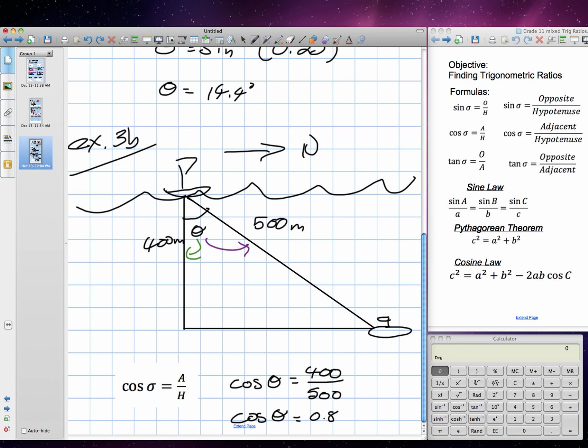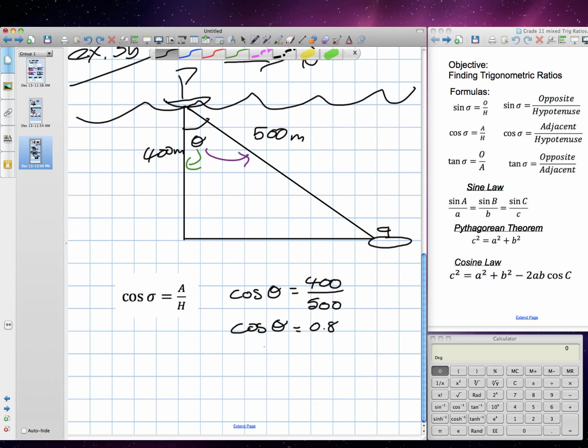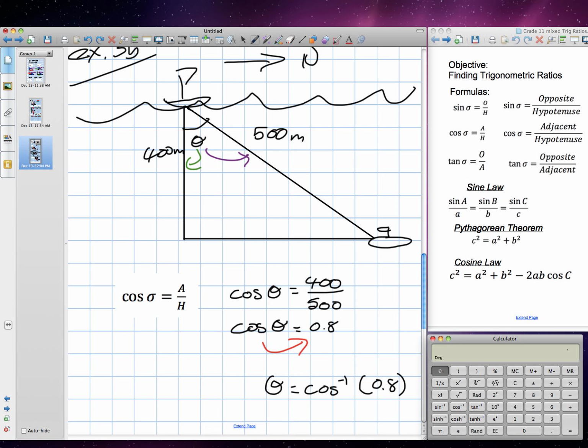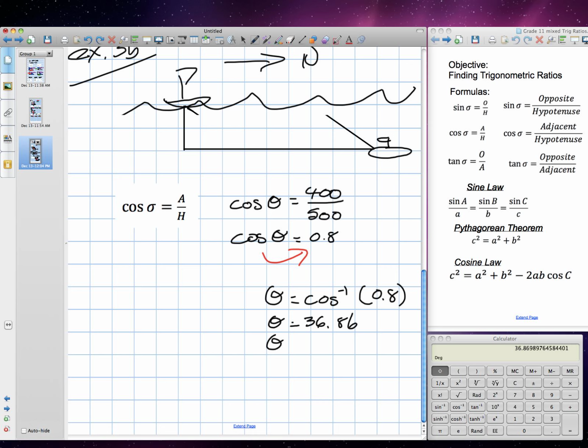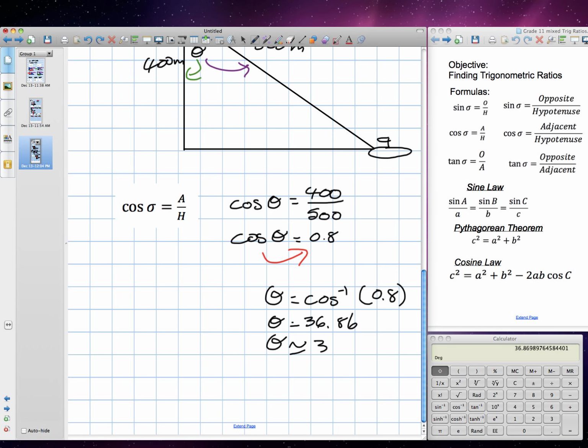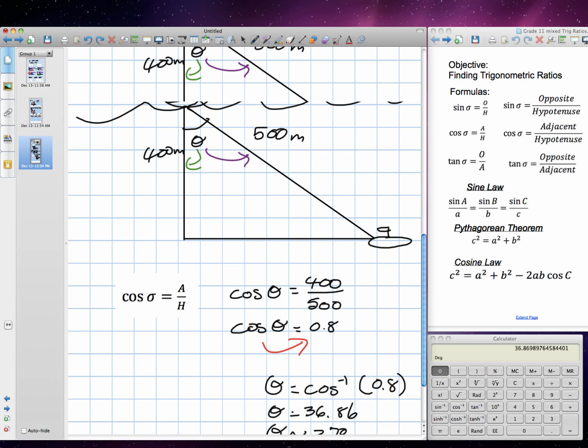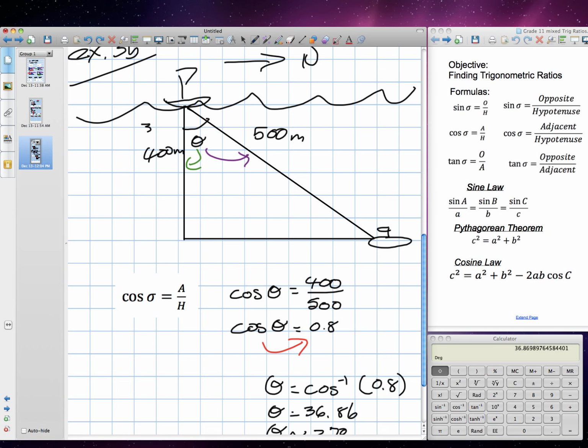cos theta. To solve for the angle, we got to bring cos to the other side. Just the same way we did tangent. It's going to become the inverse. So we get cos inverse 0.8. Cos inverse 0.8 gives 36.86. So our angle is 36.86. And they told us to the nearest degree, so we would round this angle to approximately 37 degrees. Okay? So this angle here is approximately 37 degrees in our question.